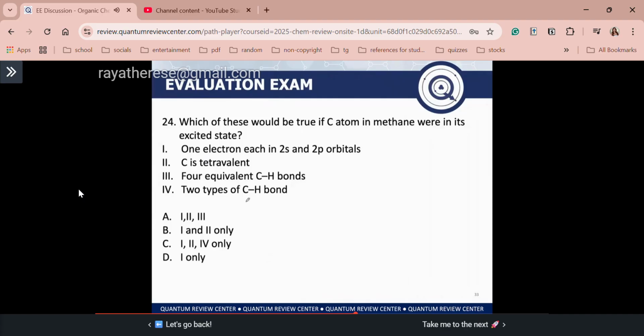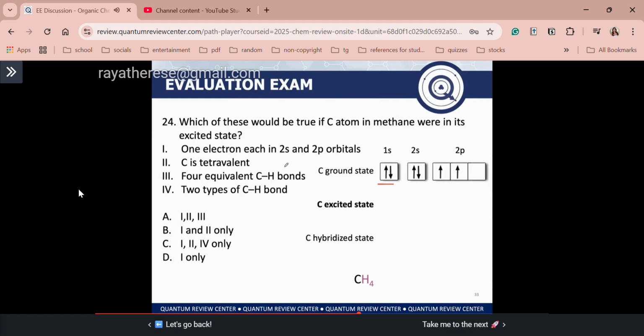Let's discuss. Which of this would be true if the carbon atom in methane were in its excited state? Class, if you excite your carbon from its ground state towards its excited state, of course, one particular 2s electron will be excited to the 2p position. Class, remember yung valence electrons lang po yung pinag-uusapan natin here. The 1s, of course, is not a valence electron. Okay, that's why upon excitation, only the electron in the 2s position will be excited to the 2p orbital.